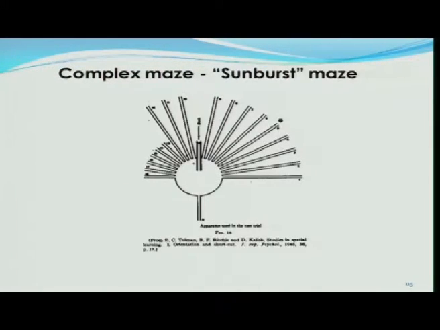Tolman also used a fancy complex maze which was very appropriately titled the sunburst maze. As you can see in the diagram, this indeed looks like a sunburst. You can see that this maze has several arms and it is slightly different from the rather simple radial arm maze that was just presented, which in any case would be at least slightly complex for an animal such as the rat.